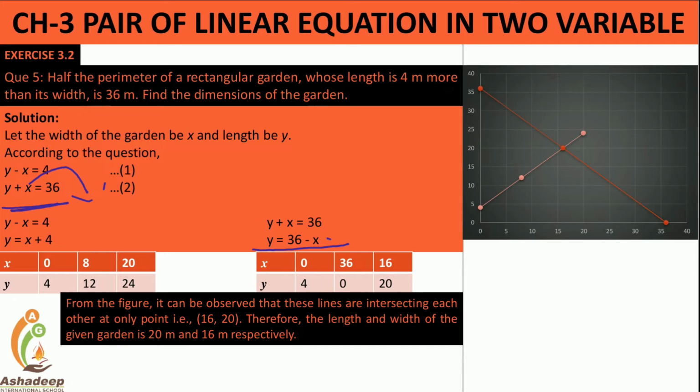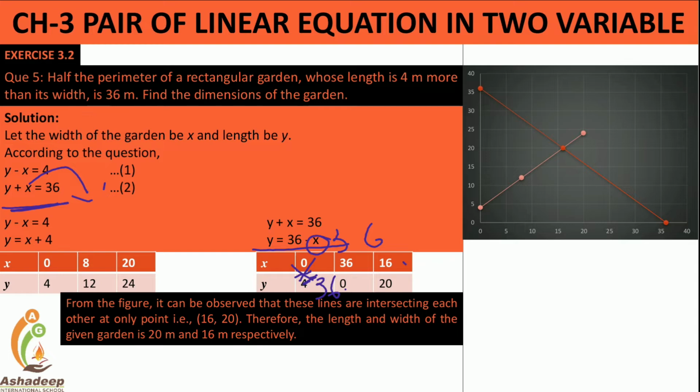So put the value of x as 0, so it becomes 36. This is slightly wrong. See here, it is 36, right? It is by mistake written here as 4. This is going to be 36, right? And here 36 and 0. If I put here 36, 36 minus 36, 0.